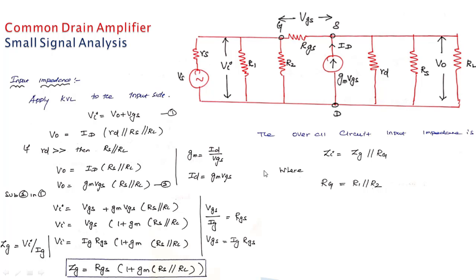So first a simple one. So first apply the KVL at input side. So this is the input side. So on the input side, if you apply KVL, the input voltage is equal to the output voltage. Here this output voltage is the voltage across RL, voltage across RS, voltage across RD. So all of these are V0 because of the parallel connection, voltages are the same. So the voltage across RL, RS and RD are all V0.